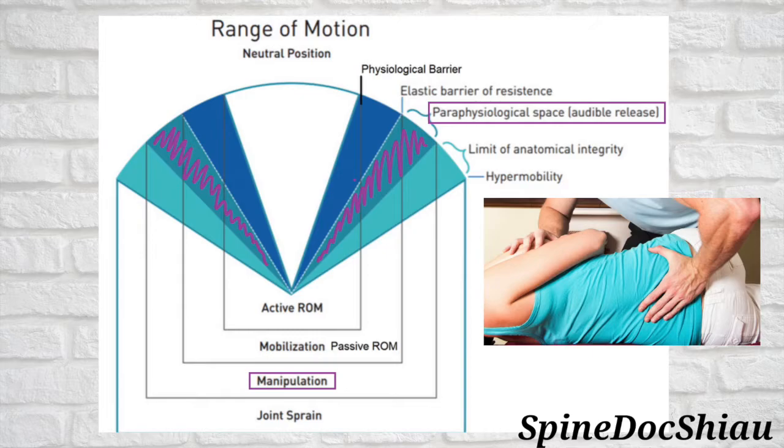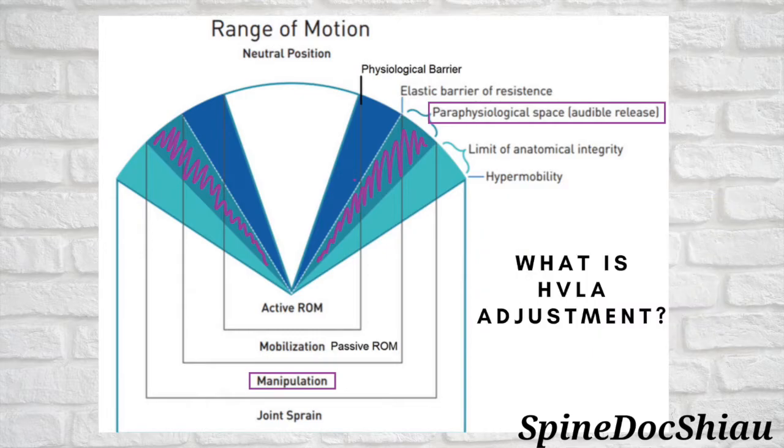A term frequently used to describe the chiropractic adjustment is high velocity, low amplitude, or HVLA. High velocity means it's a very fast adjustment, low amplitude means it's a very short distance in a very brief moment, where the joint is taken through the anatomical range of motion and engages a restrictive barrier that helps elicit a pop or a cavitation of the joint.